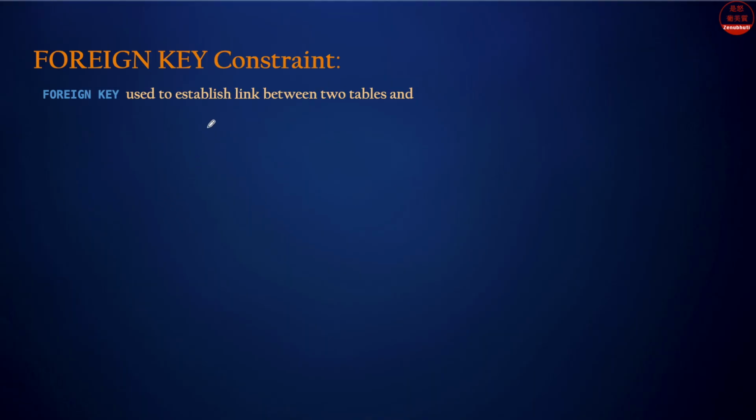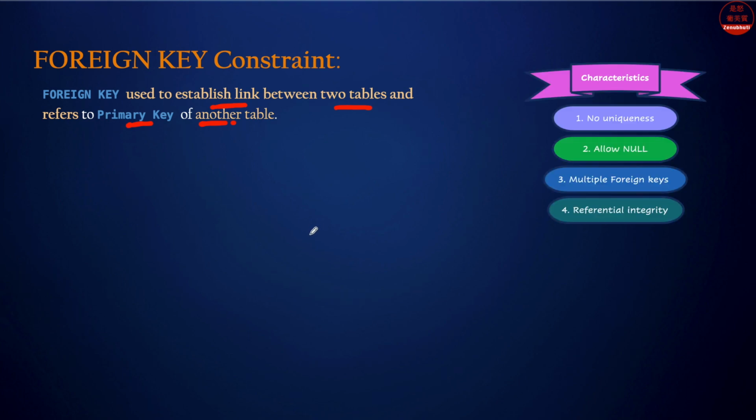The foreign key is used to establish the link between two tables, and it refers to the primary key of another table. Let's see what the different characteristics are.